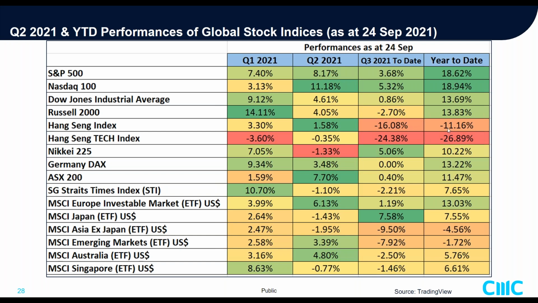All right, so definitely the one that is underperforming will be related to China, which is the Hang Seng and the Hang Seng Tech Index: negative year to date, negative 11%, and the Tech Index, because of the China Big Tech, negative 26%. Okay, then the rest: you got Nikkei 225 at 10%, German DAX 13%, the ASX 200 11%, SGX, the Singapore Straits Times Index, 7% plus.